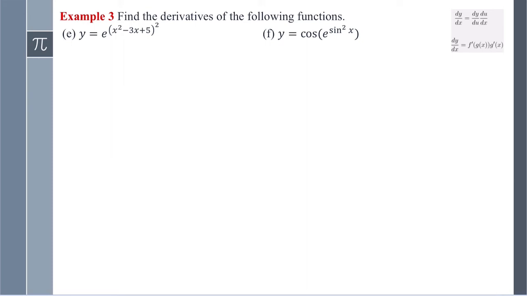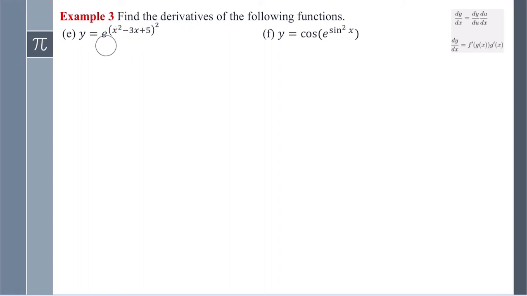Now let's look at a few more examples. This one actually has 3 functions, if you look over here. The outside function is e, then if we move on, the inside function is this one, and then it's raised to the power of 2. So we actually have 3 functions, so we have to go 3 steps with the chain rule, okay?